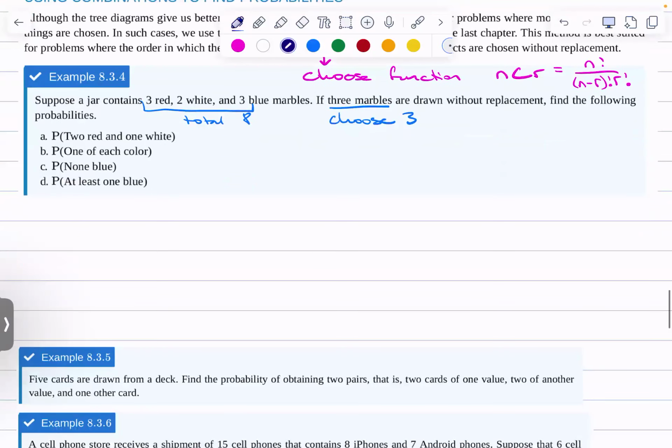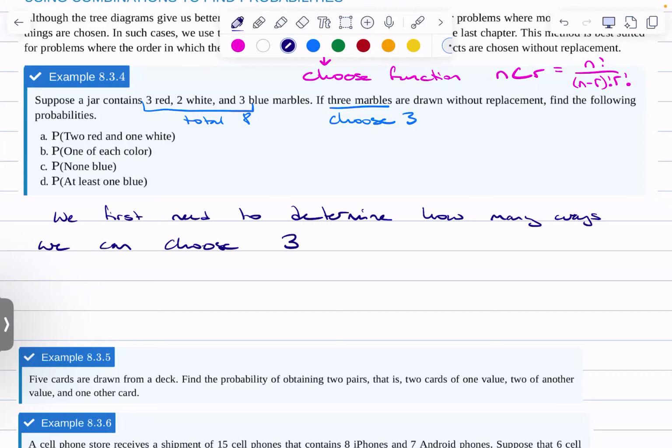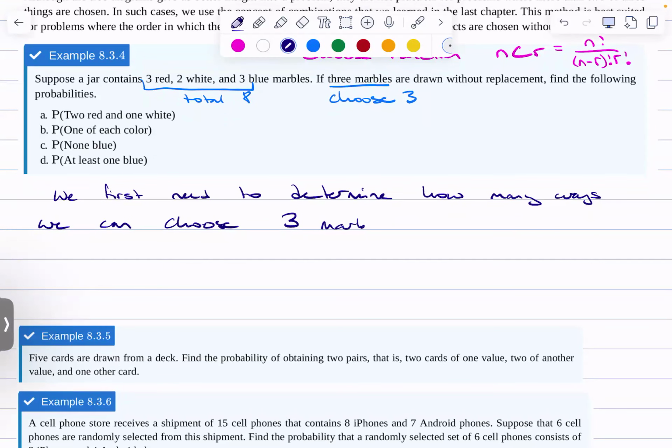And so we first need to determine how many ways we can choose 3 marbles out of 8. And that is where the choose function comes in. That's going to translate into 8 choose 3.